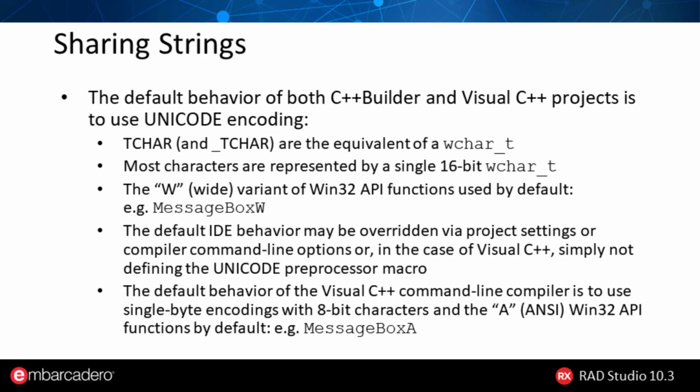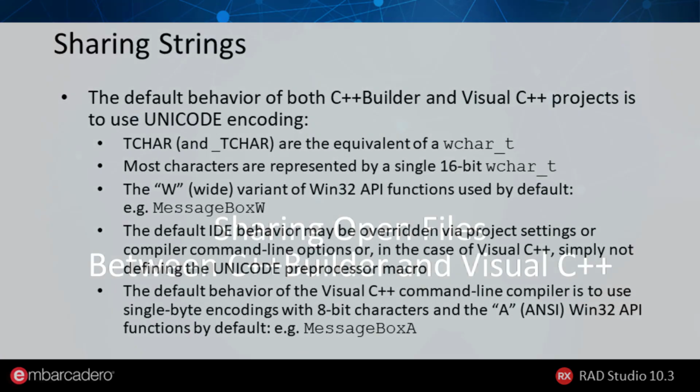The default behavior of the Visual C++ command line compiler is to use single byte encoding with 8-bit characters, and the A or ANSI variant of the Win32 API functions by default. So an invocation of MessageBox would actually invoke MessageBoxA. When combining modules that are built in different environments, you may have to deal with the differing string types by providing explicit conversion between them.